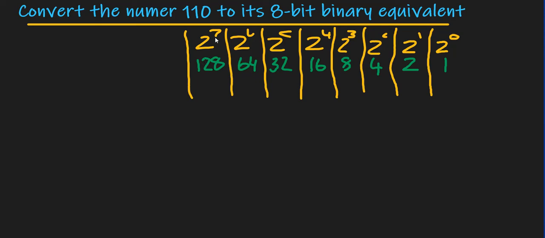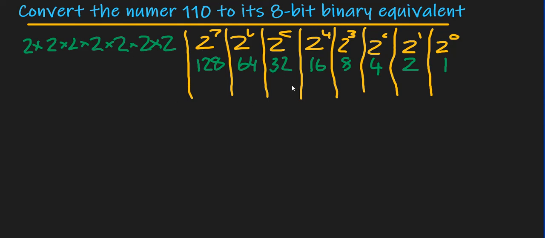Now if you are not sure how I've managed to get these numbers, then just think about it for a minute. If we take this 2 to the power 7, that is the same as saying 2 times 2 times 2 times 2 times 2 times 2. 1, 2, 3, 4, 5, 6. One more. So 7 of those. 2 times 2 is 4. 4 times 2 is 8. 8 times 2 is 16. 16 times 2 is 32. 32 times 2 is 64. 64 times 2 is 128. So this is how this is working.